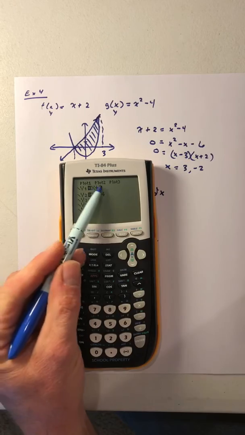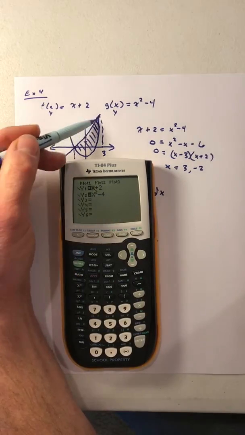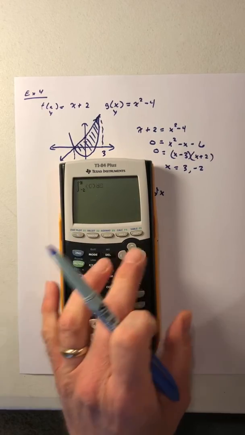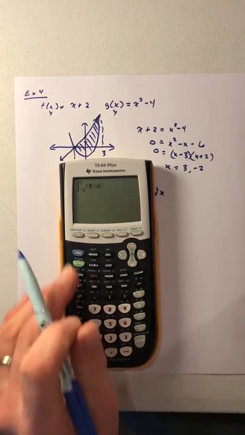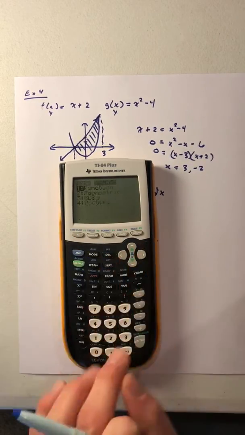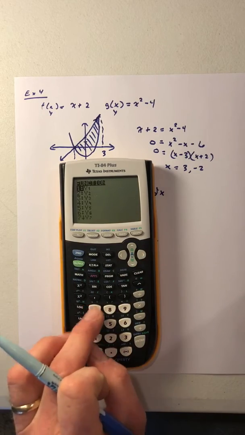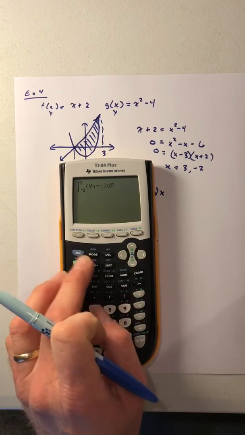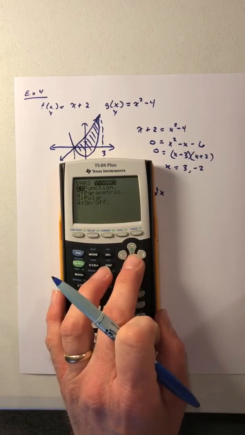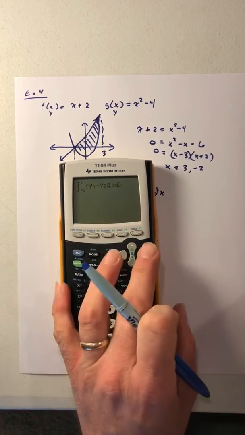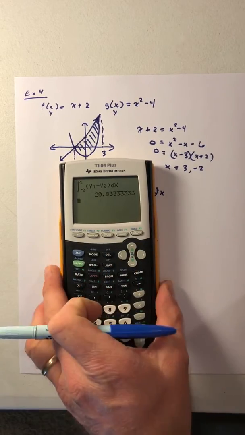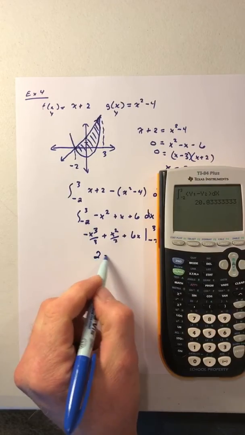Our top curve was x plus 2. It has higher y values in that case. So we're going to go to y1 minus y2. So our vars, y vars, function y1 minus our vars, y vars, function 2 dx. And we're hitting enter. And we get 20.833.